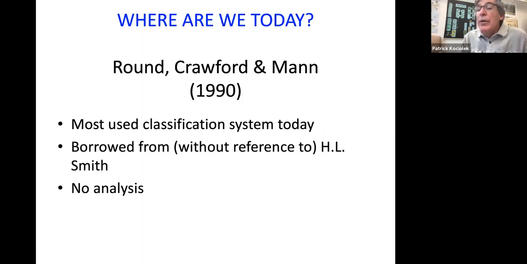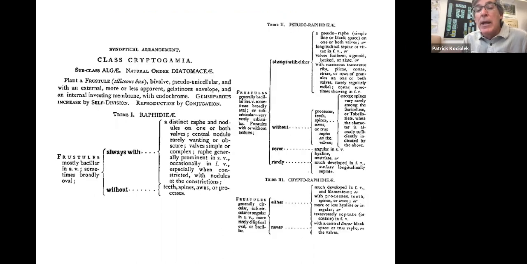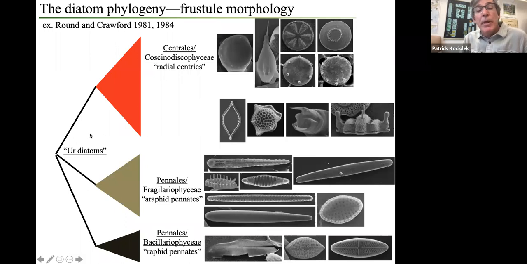So probably still the most cited classification system used by diatomists is Round, Crawford, and Mann. It recognized centrics, araphids, and raphid diatoms. It was actually a system that had been developed quite some time ago, although they didn't reference it, by H.L. Smith in the 1870s, who recognized raphid diatoms, what we would now know as araphid diatoms, and centric diatoms. And so all we know from theirs is that they suggested there were some diatoms that led to these three great groups, and their relationships were not straightforward.